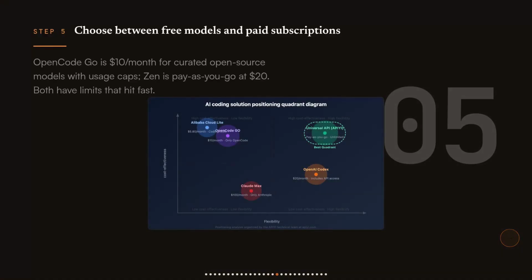Pick your pricing plan. The number that's everywhere is $10 a month for Go, and that sounds like a flat rate, but it isn't. There are usage caps layered on top, and community reports say people are hitting the 5-hour cap in 30 minutes of actual work. So let's look at what you're actually getting.